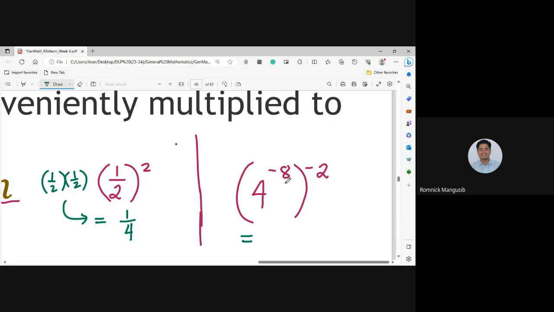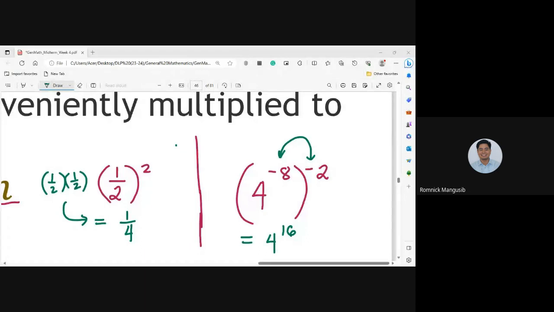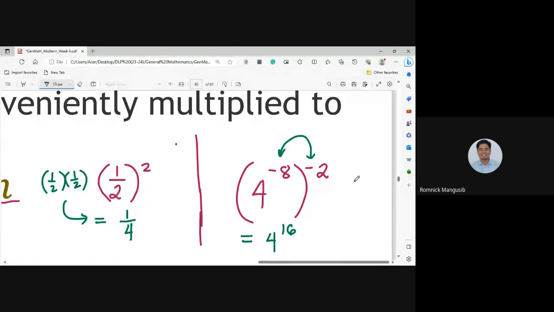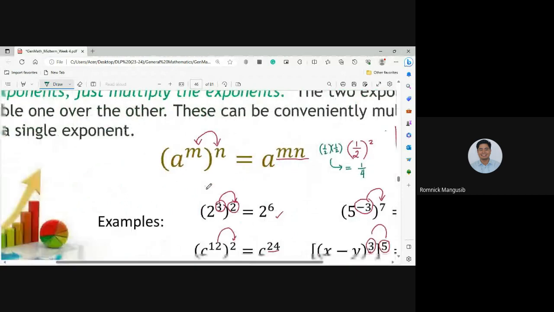Okay? 4 raised to negative 8 times negative 2. These are two negative numbers. Your answer must be 4 raised to positive 16. So I can see some answers. Okay, most of you got the correct answer. It's time for us to move to the next.